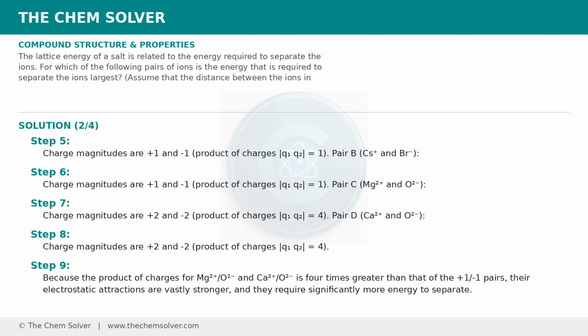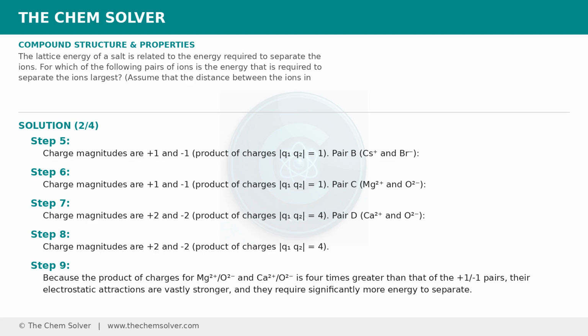Pair C, Mg to the power 2 plus and O to the power 2 minus. Charge magnitudes are +2 and -2. Product of charges Q1 Q2 equals 4. Pair D, Ca to the power 2 plus and O to the power 2 minus. Charge magnitudes are +2 and -2. Product of charges Q1 Q2 equals 4.